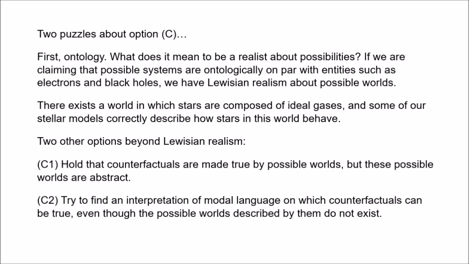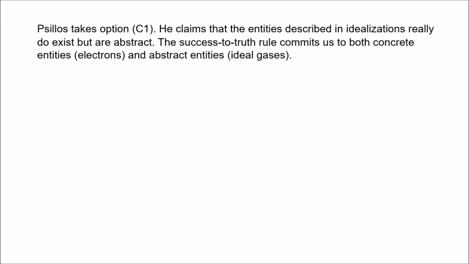Now, both of these options actually suffer from what is essentially the same problem. So let's take the first option, the view that possible worlds are abstract entities. This approach seems to be favoured by Stathis Psillos, who holds that the entities described in idealizations really do exist, but are abstract. Like there really are ideal gases, it's just that the ideal gas is abstract. On this view then, the success to truth rule commits us both to concrete entities, such as electrons and mitochondria, and also to abstract entities, like ideal gases and infinite populations and frictionless planes and so on.